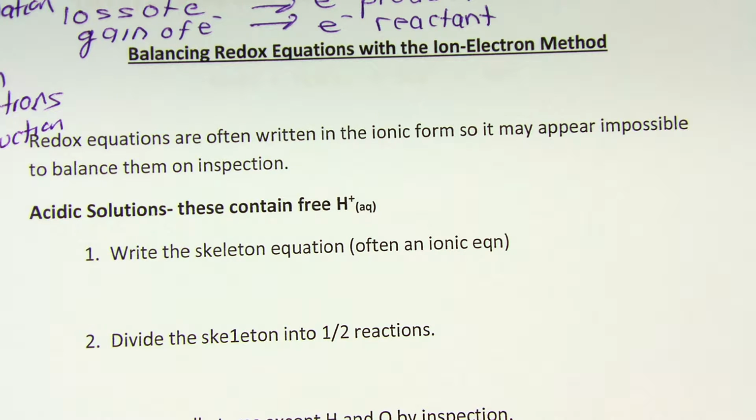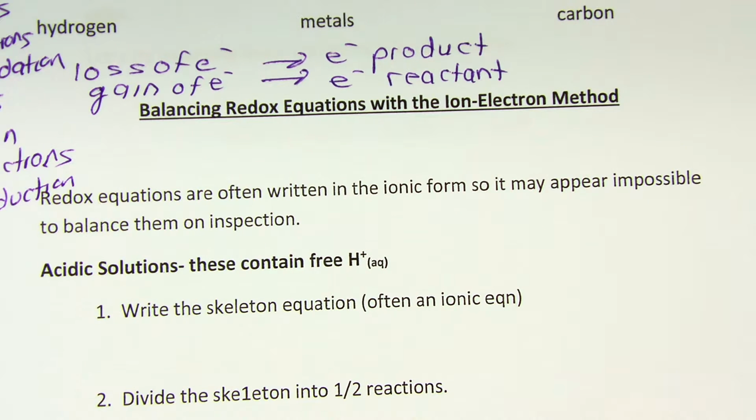Let's go ahead now and look at how to balance redox equations with the ion-electron method. In your introductory classes, you learned how to balance equations by inspection, where you looked at the number of atoms on each side and tried to use coefficients to make them the same. That doesn't work when you're looking at the net ionic equation, which is the real chemistry sometimes. So we have a process called the ion-electron method to help us.